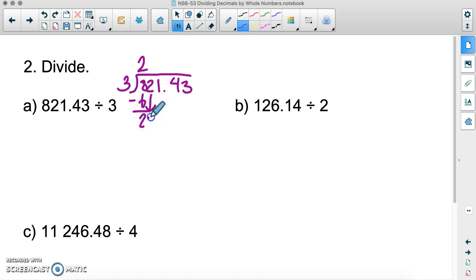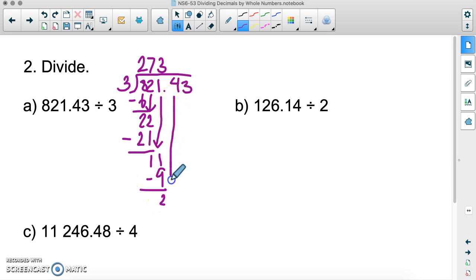Bring down the 2. How many times does 3 go into 22? It goes in 7 times. 7 times 3 is 21. Subtract. 22 minus 21 is 1. We'll bring down this one. How many times does 3 go into 11? It goes in 3 times. 3 times 3 is 9. Subtract. 11 minus 9 is 2.